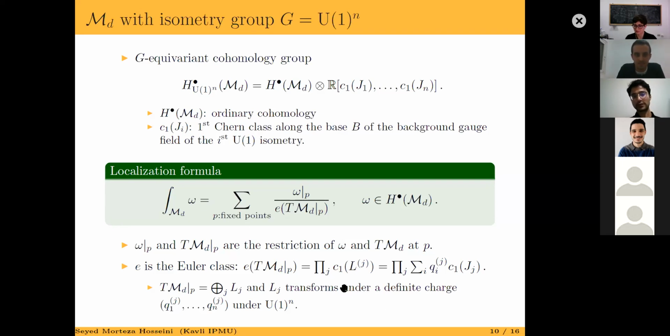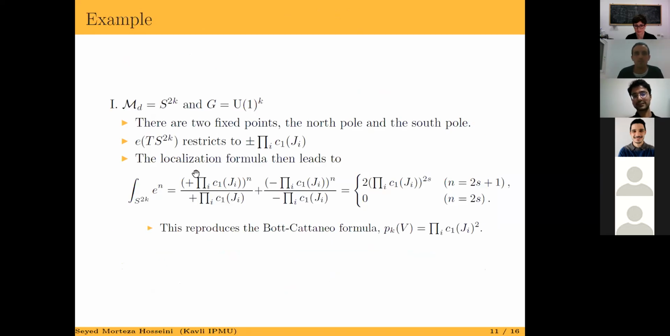So you compute the Euler class, and having that, you can compute the localization formula. But let me just give you an example to see how this works. You can consider M to be S^{2k}, where you have the isometry U(1)^k. There are two fixed points at the north and the south pole of the sphere. You assign plus and minus charge to these two poles, and then you can write down the following formula, which is the sum over the two fixed points. And then you obtain the following formula, which is just the first Chern class of the symmetry J to the power of 2s, and using the relation between the Chern-Pontryagin numbers, you obtain the exact Bott-Cattaneo formula.